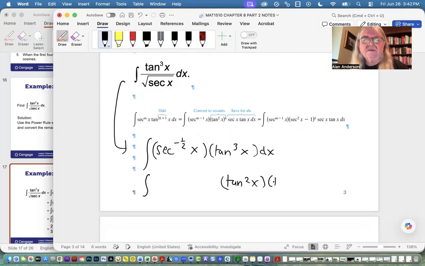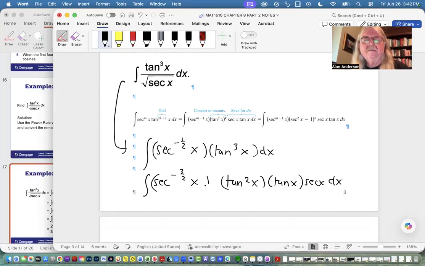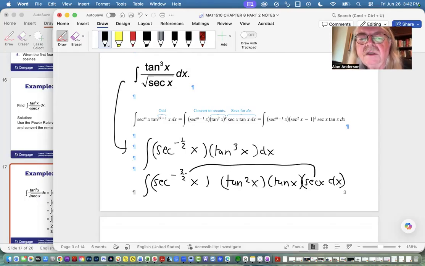This part is easy, of course. We need a secant here, which means we have to divide. It's like we're basically multiplying and dividing by the secant. And so you're going to end up with secant minus 3 halves x here. Because if you multiply this one by this one, it'll bring you back to secant minus 1 half x.